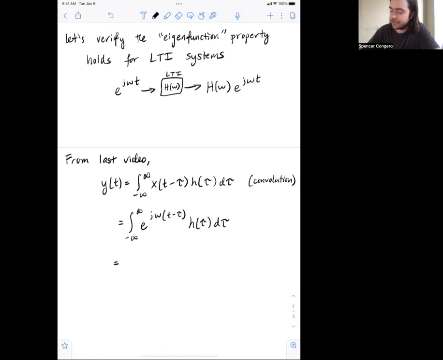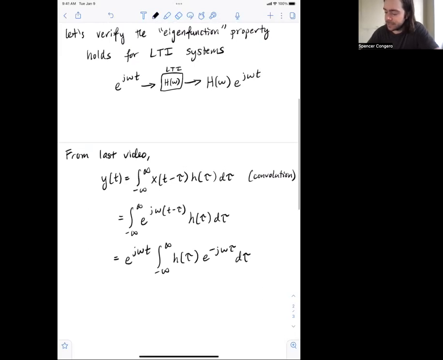So now what can I do? Well, I can split up this exponent. I can take e to the j omega t out because it doesn't depend on the integration variable tau. So I'll bring that outside, e to the j omega t. And what am I left with? I'm left with the integral of h of tau, e to the negative j omega tau, d tau. That's what's left, e to the j omega times this negative tau.